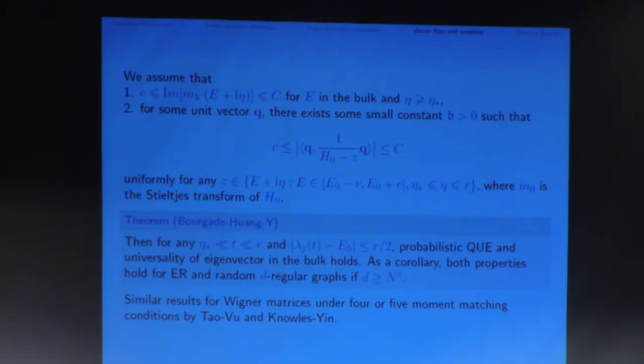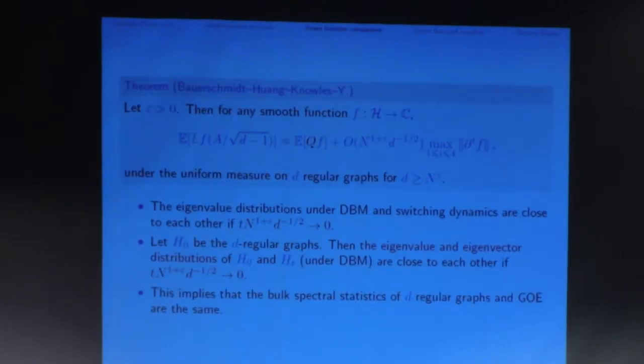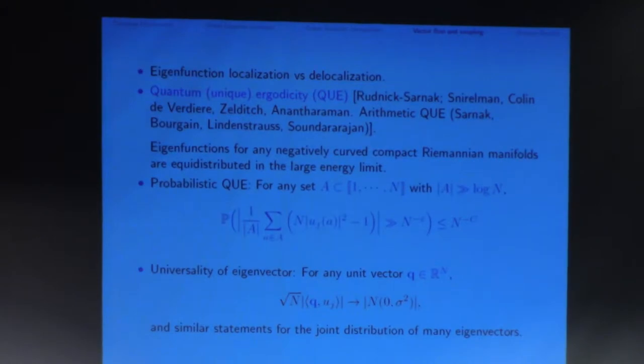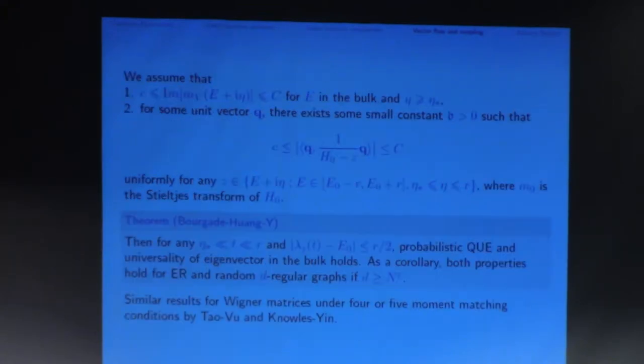The previous eigenvalue theorem says if you wait for some time, it will reach this local equilibrium like these GOE ensembles. And what we say here is if you wait for some time, then it will reach almost like orthogonal groups, the same thing. So it means that the eigenvector, if you measure its convergence to equilibrium by these two properties, one is this probabilistic QUE, and the other is the probability distribution of a projection onto a fixed vector, then you will reach the equilibrium.